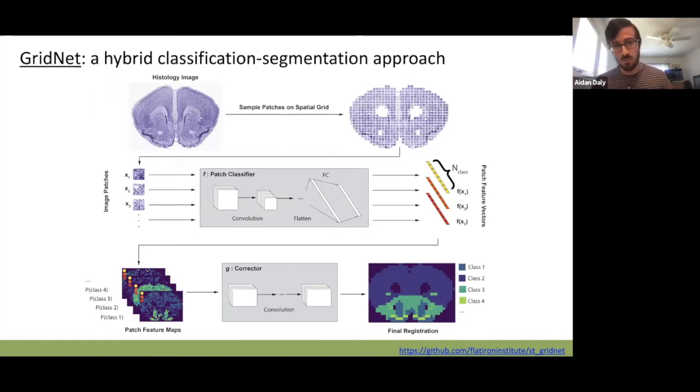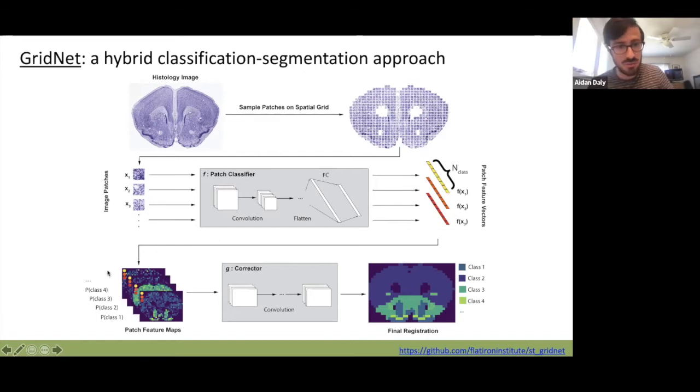So the way GridNet works is it takes an image, a histology image. We sample patches at our regions of interest. So in this case, it could be the locations of ST spots in an experiment. We run each patch independently through a patch classifier, some CNN that can take these subcellular features and extract useful information from them. And we make our predicted vectors: if we have 10 classes, this is the probability of being in each of the 10 classes based on that patch alone.